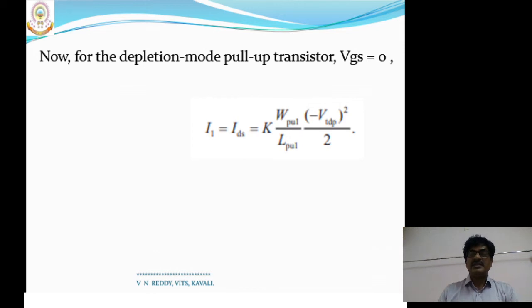Since the pull-up transistor is a depletion transistor and its VGS is 0, the transistor operates in the saturation region. Therefore, its current is I1 equal to k W by L into (VGS minus VT) whole square divided by 2, that is the actual basic equation. Now VGS is 0, that's why the VGS term is absent here, and minus VT means VTD whole square divided by 2.